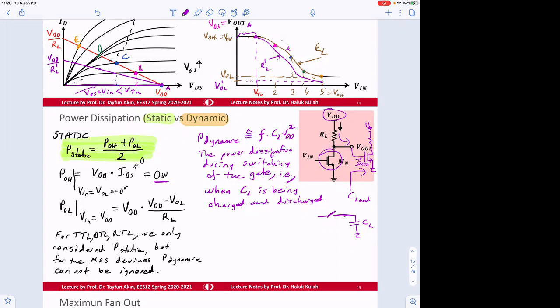We will come to this maybe later on, but the total power dissipation, P total, is going to be P static plus P dynamic. Okay, now that we mentioned this here, maybe I should erase this. This is not a definition, but that's the case.